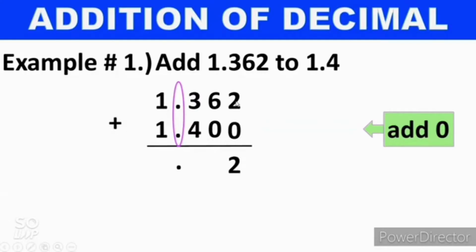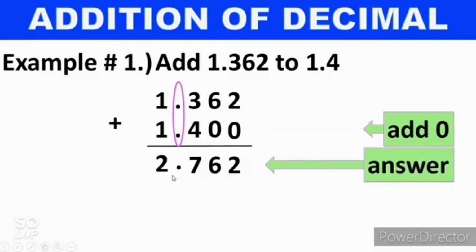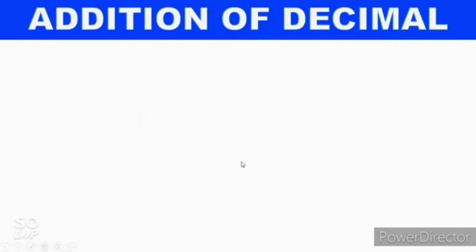Okay, now 1.362 plus 1.400. 2 plus 0 is 2, 6 plus 0 is 6, 3 plus 4 is 7, and 1 plus 1 equals 2. Therefore, the sum of 1 and 362 thousandths and 1 and 4 tenths is 2.762, or 2 and 762 thousandths. Okay, now let's proceed to the second example.